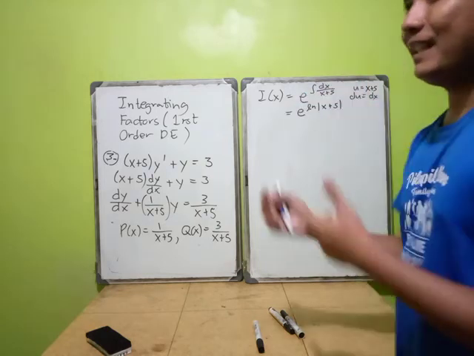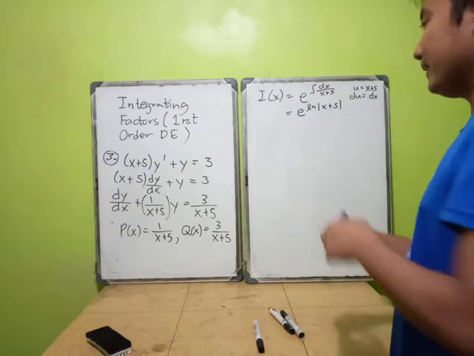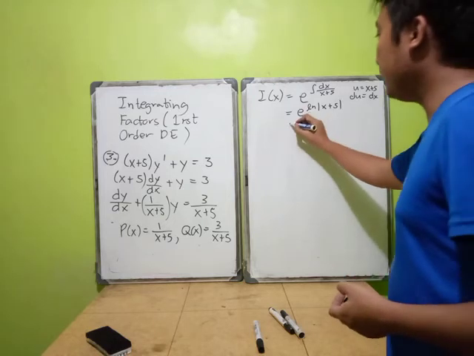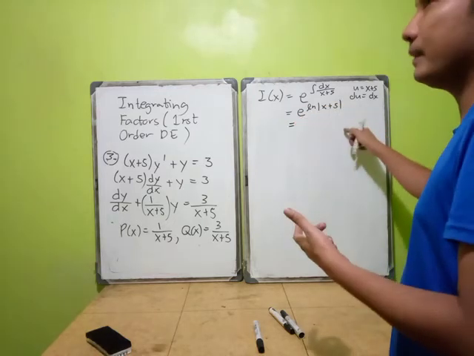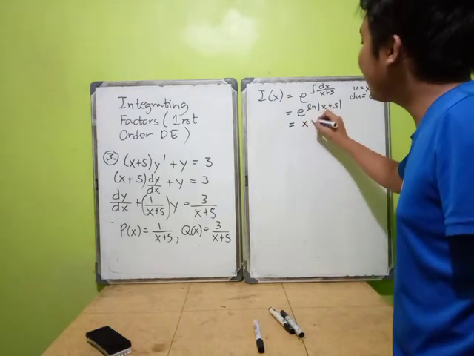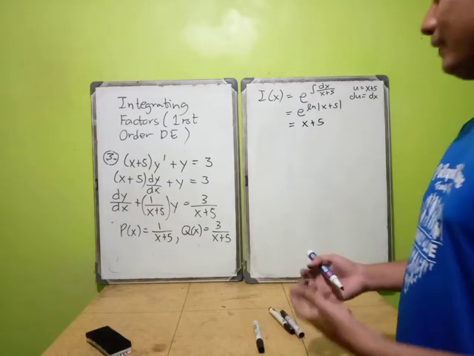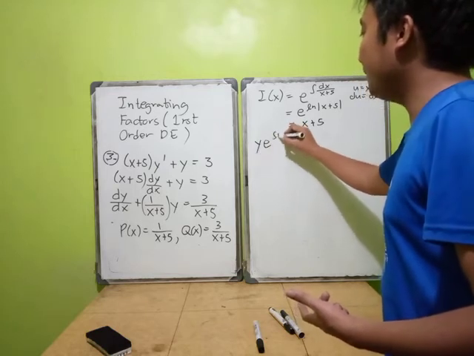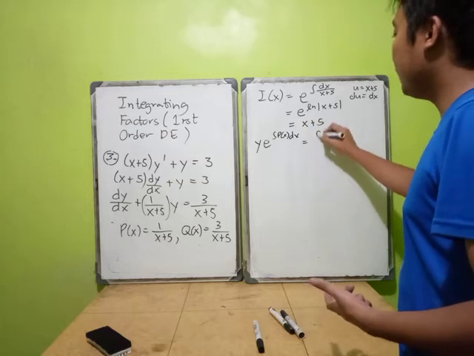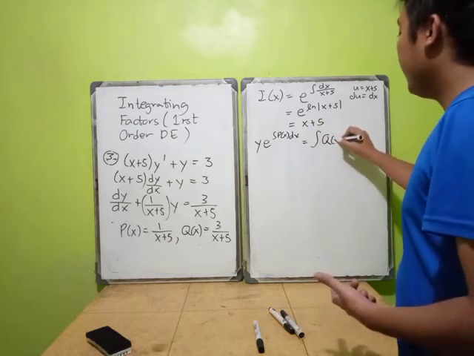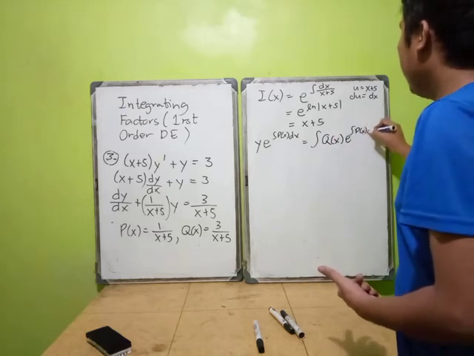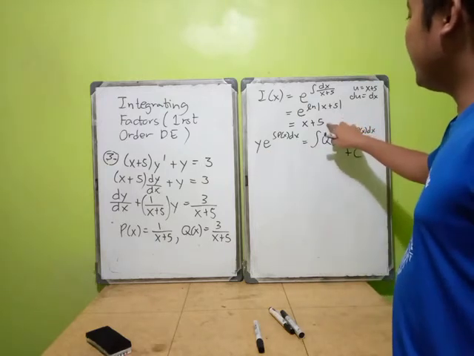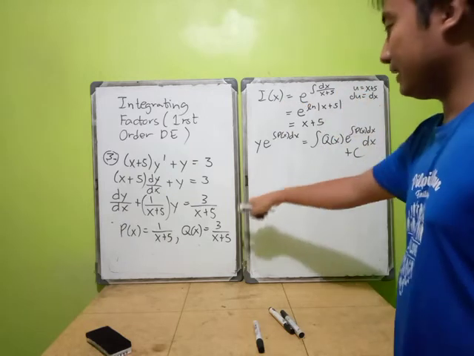Okay? So if naalala nyo yung past lessons nyo, okay, maybe in the properties of your logarithm, e to the power of ln of x plus 5 is equivalent to just this, x plus 5. So therefore, this is your integrating factor. Okay? So therefore, yung y e to the power of px dx is equivalent to the integral of q of x e to the power of px dx plus c. Okay? So yung integrating factor natin na ix, which is equivalent to this, is this.